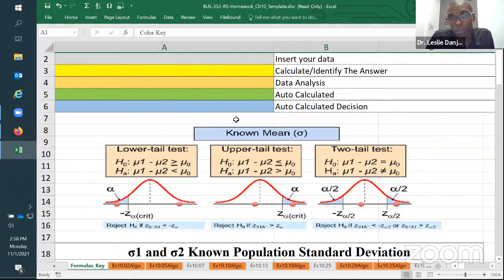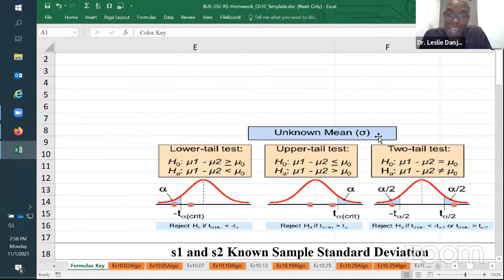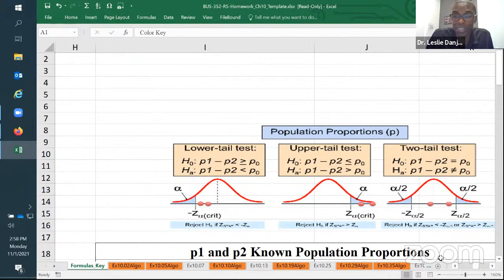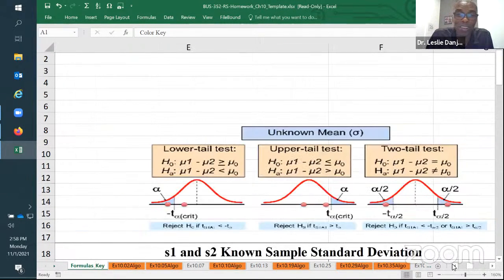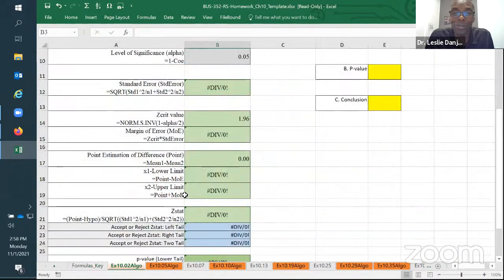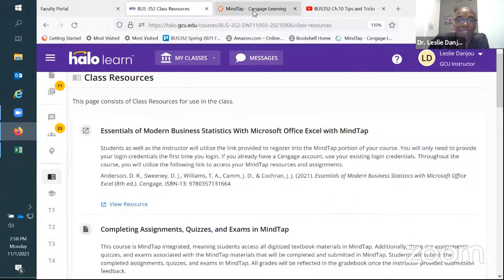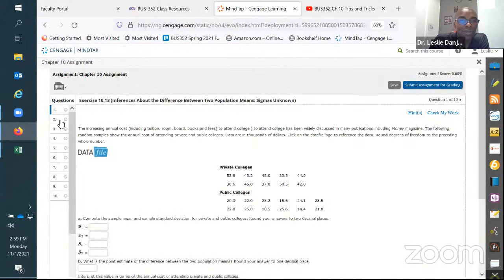Same thing as before for the known mean, all right? For the known population standard deviation, unknown mean or known sample standard deviation, and then also for the proportion. All right, so with that said, I think we are ready to rock and roll. Let's go to exercise 10.02, please. 10.02, scroll up to the top. And let's find that in Cengage, 10.02.